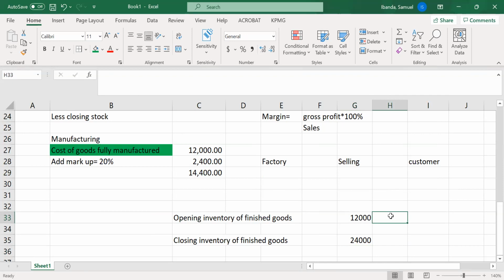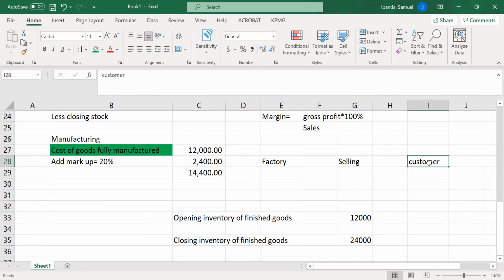Right now we understand what markup is, like the example I've given you. Now, like I said, when you transfer goods at a markup, it does not only end there. Because we are transferring these goods at a markup, there will be some goods that remain unsold. So for those goods that remain unsold, we have to calculate the unrealized profit, because if they have not been sold, it means we have not realized the profit. Like I told you, we only realize the profits when we sell to the final customer.